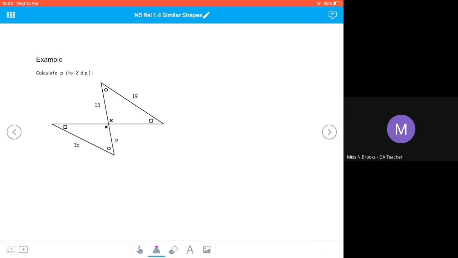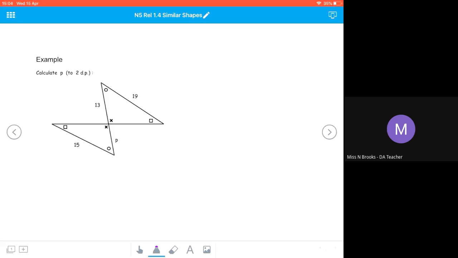Now, sometimes we're using our knowledge of parallel angles. So here we've got a picture with some values written on it. We want to calculate p to 2 decimal places. And so the first thing we're going to have to do is work out what our triangles are. And you can see I've marked on your equal sides. But you can see that the x's are what's called vertically opposite, so they're equal.